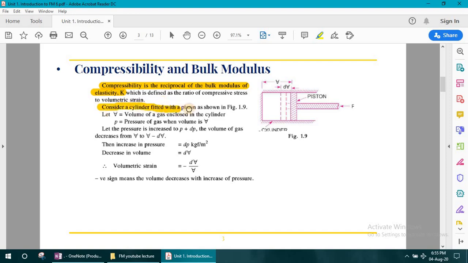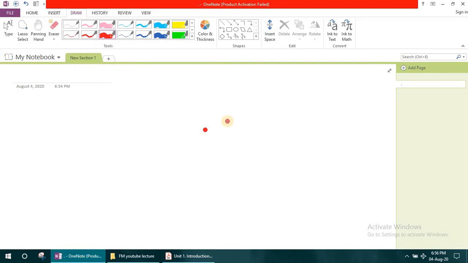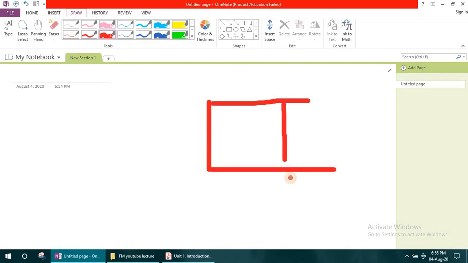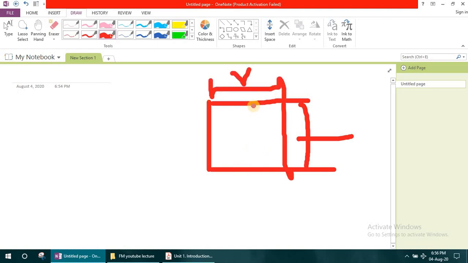Okay, let's consider a piston cylinder arrangement as shown in this diagram. Let's consider this is a piston, and this is a cylinder which is fitted with a piston. So what happens when the piston moves into the cylinder? I will represent it over here. Suppose this is your cylinder which is fitted with a piston. Initially the piston is at the top side, and let's consider that this is the initial volume V. And now if your piston moves in the downward side like this, this whole portion gets smaller. This is the change in the volume, which is represented by small dV.